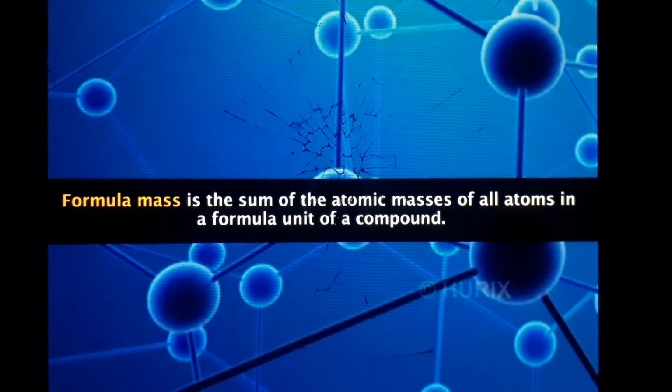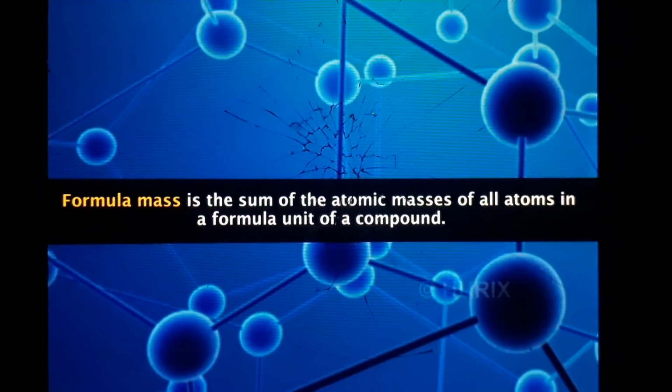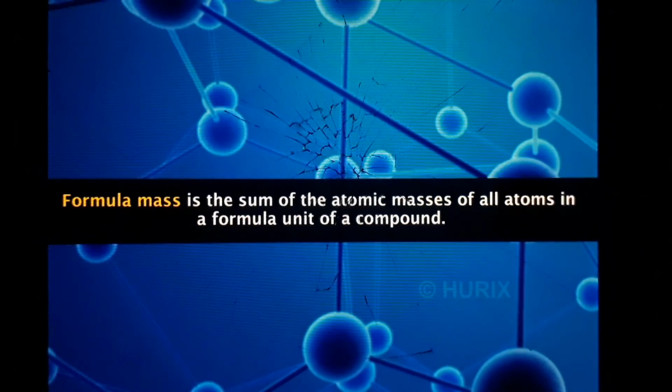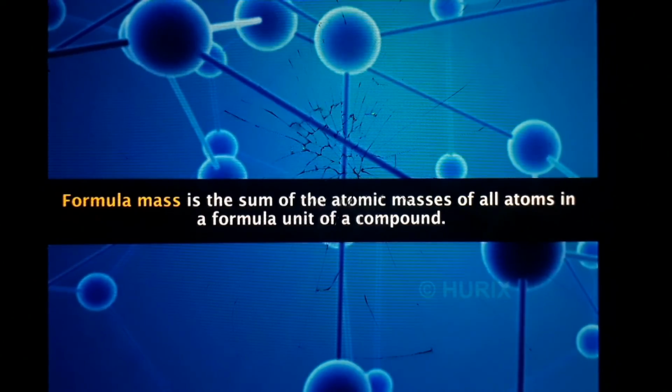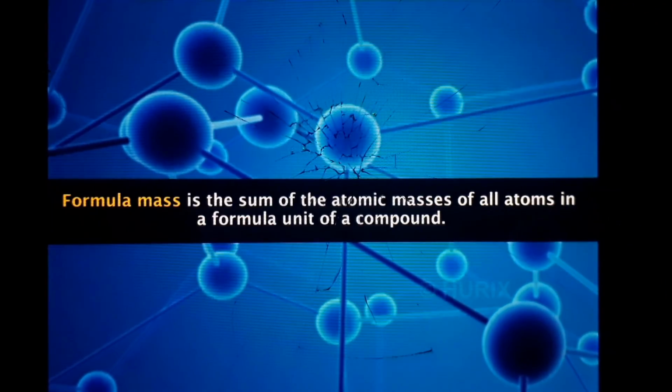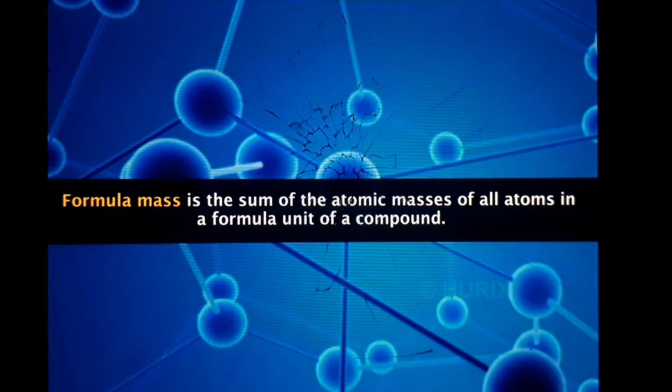Formula mass is the sum of the atomic masses of all atoms in a formula unit of a compound. This is almost similar to molecular mass. We use the term formula unit for those substances whose constituent particles are ions.